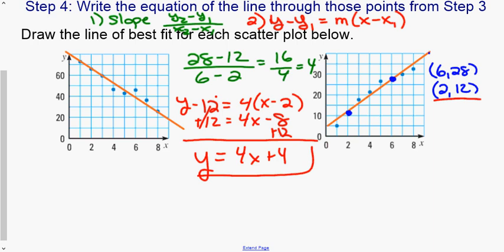And if you look, this is pretty close to crossing down here at 4. And our slope appears to be about 4 when we look at that line. Now, again, this can get really messy if your slope doesn't work out to be an integer. So most people choose not to do it by hand.